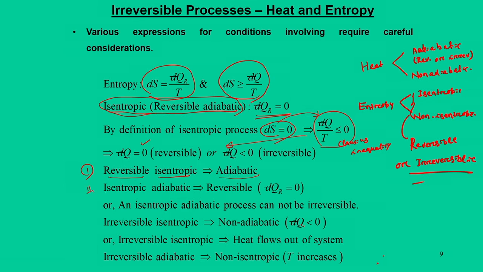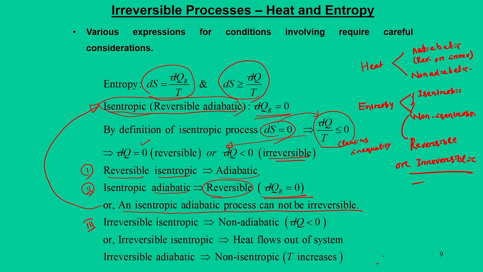Now, second consequence, if the process is isentropic and adiabatic. Isentropic means your dS is 0, adiabatic means dQ is equal to 0. So, then it has to be a reversible one, which means dQr is equal to 0. Or in other words, we can write this statement that an isentropic adiabatic process cannot be irreversible. So, in a very simple sense, we normally refer to the same consequence as an isentropic process, which is nothing but a reversible adiabatic process. Now, let us move towards the irreversible situations.